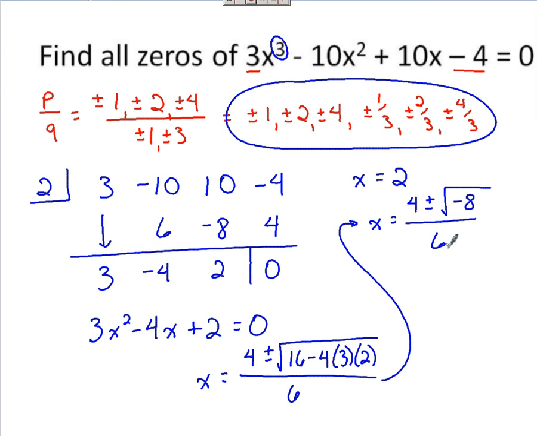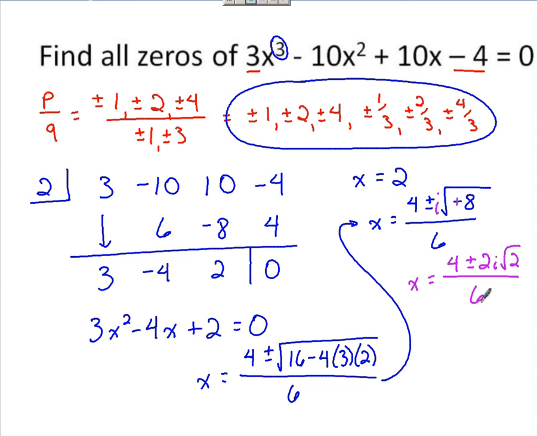Now I've got to work on breaking down that square root of negative 8. Because I've got the negative, we know we're going to take that negative out by placing an i outside the root. The square root of 8, we also know we can simplify a little bit further. The square root of 8 is simply 2 root 2. So breaking this down, I find x equals 4 plus or minus 2i root 2, all over 6.